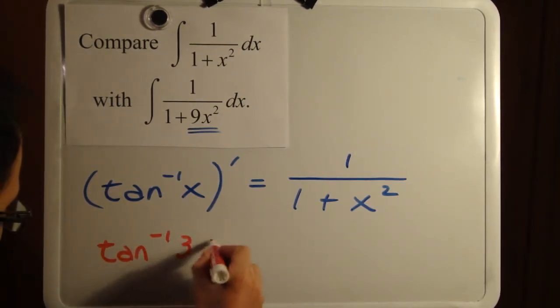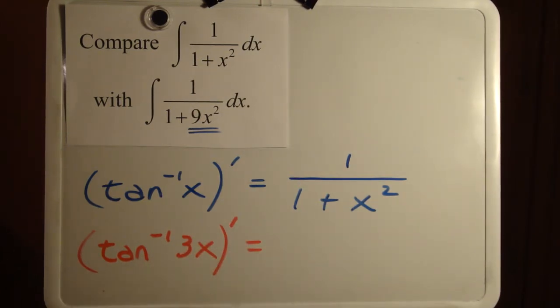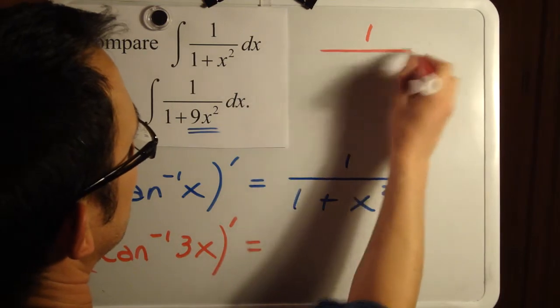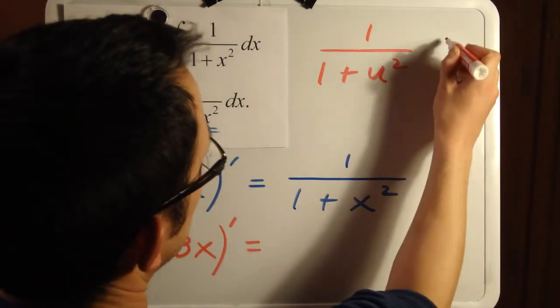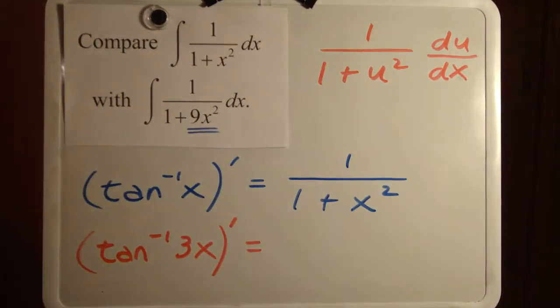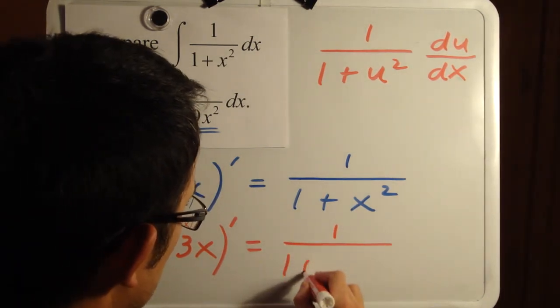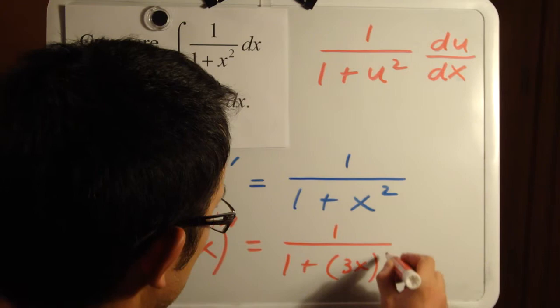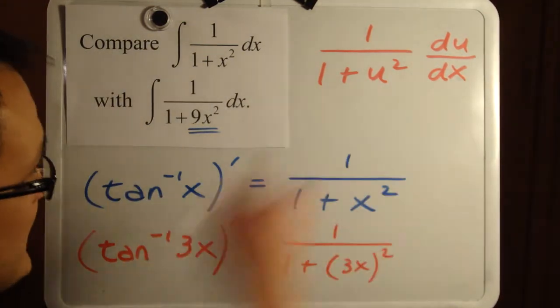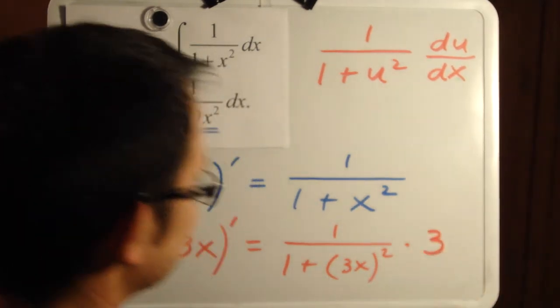So arctan of 3x. I'm going to find the derivative. Remember the basic rule for this one takes this form: 1 over 1 plus u squared, times du dx. It's been a while since we talked about this. This is the chain rule form for the arctangent of u. In this problem, the u is 3x. So what we're going to end up with here is 1 over 1 plus 3x to the second power, and then we have to take the derivative, du dx. The derivative of 3x is going to be 3.